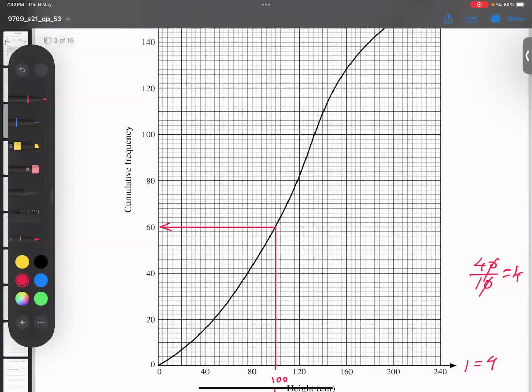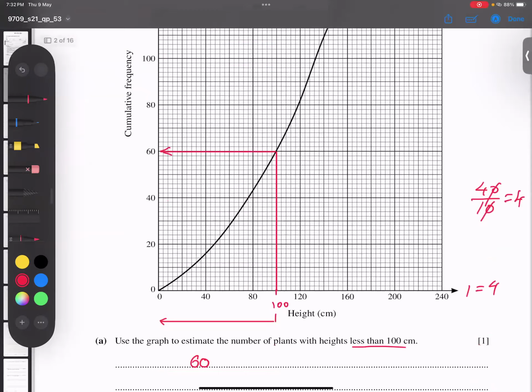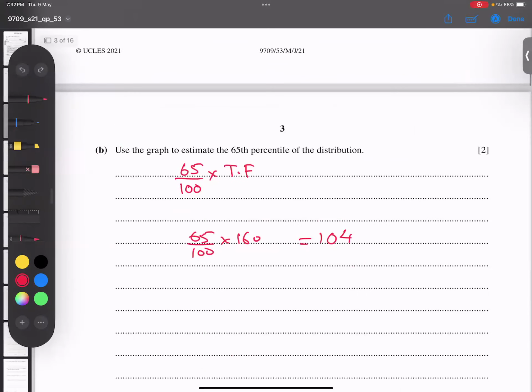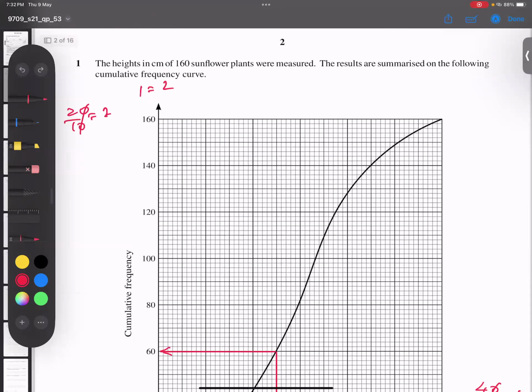Where is 104 along the y-axis? The scale is 20 divided by 10, so one box is 2. I'm looking for 104. One box is 2, so this is 102 and this is 104. So two boxes above. This is the 65th percentile.